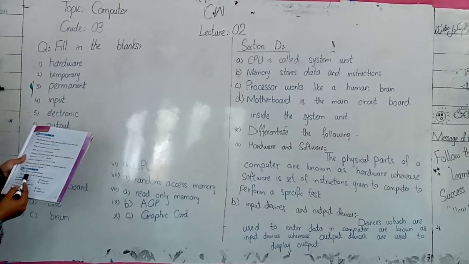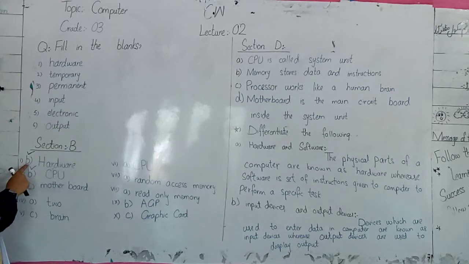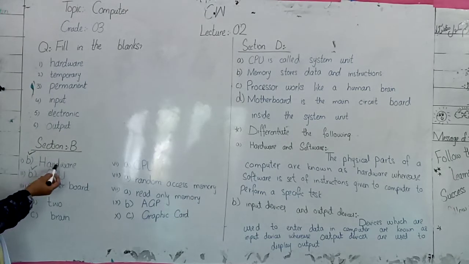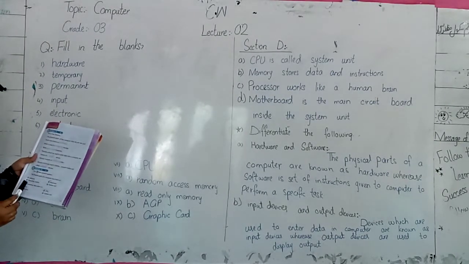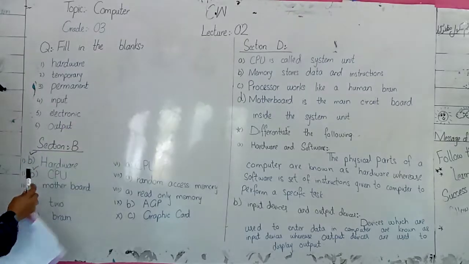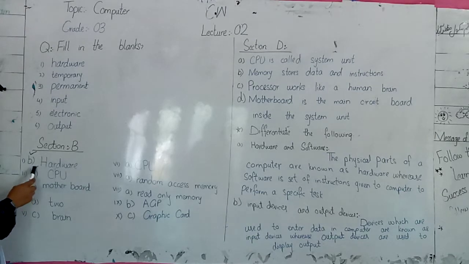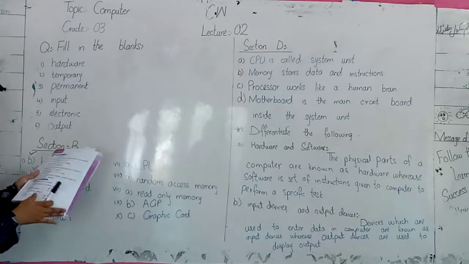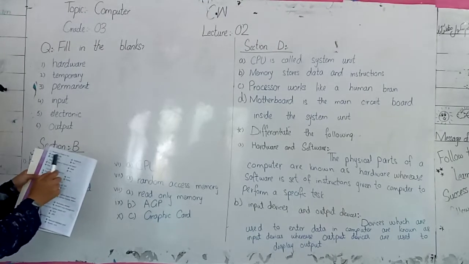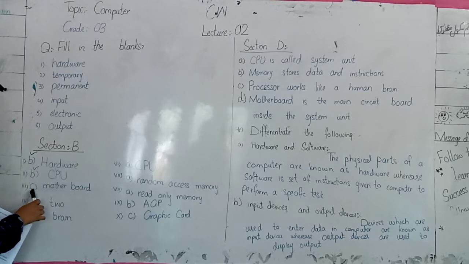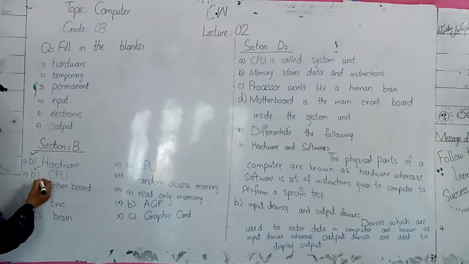Number 1: the physical parts of a computer are known as, the right answer is option B. We have to take option B, which is hardware. Number 2: processing takes place at, its right answer is also option B. So we have to take option B, which is CPU. Number 3: processor is fixed on, option C is the right answer. Motherboard, we have to take option C, motherboard.